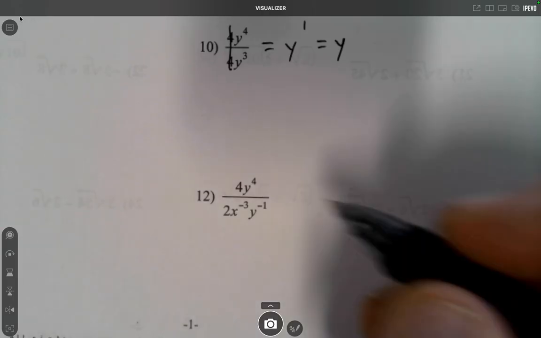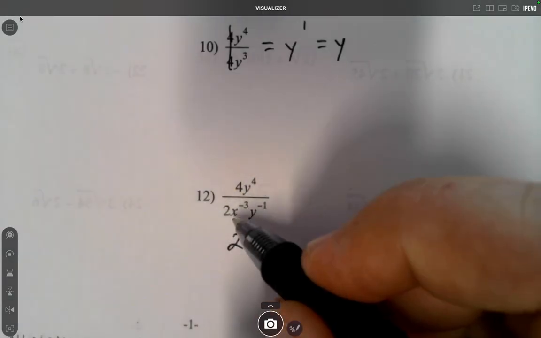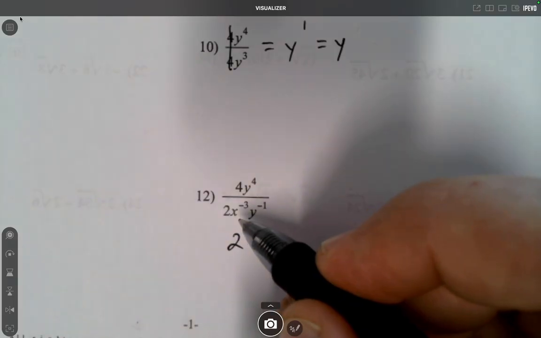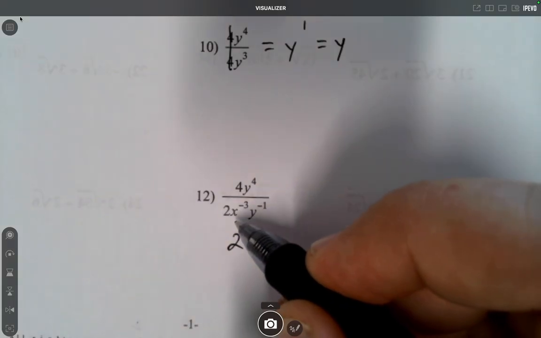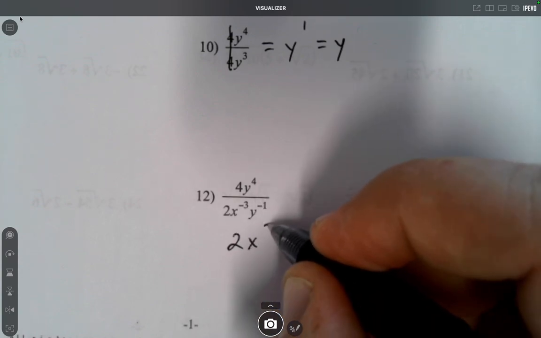Number 12, 4 divided by 2 is 2. This is the only place we have an x, but if you look at the directions, it says we should only have positive exponents. To make this exponent positive, we have to move it to the top of the fraction. That'll make it a positive 3.